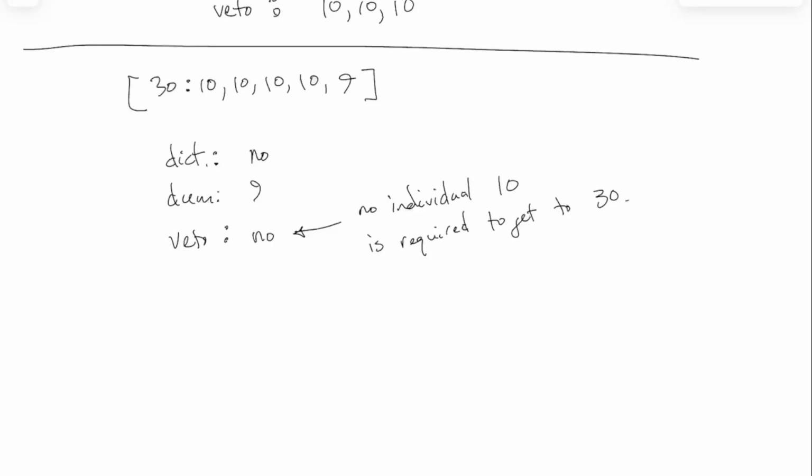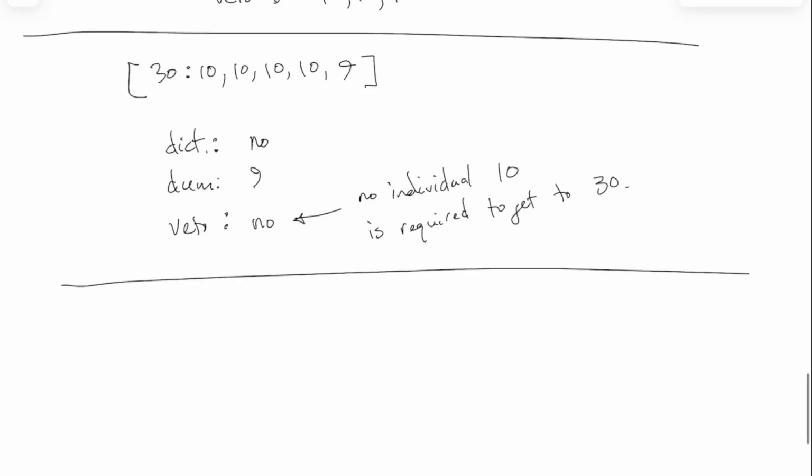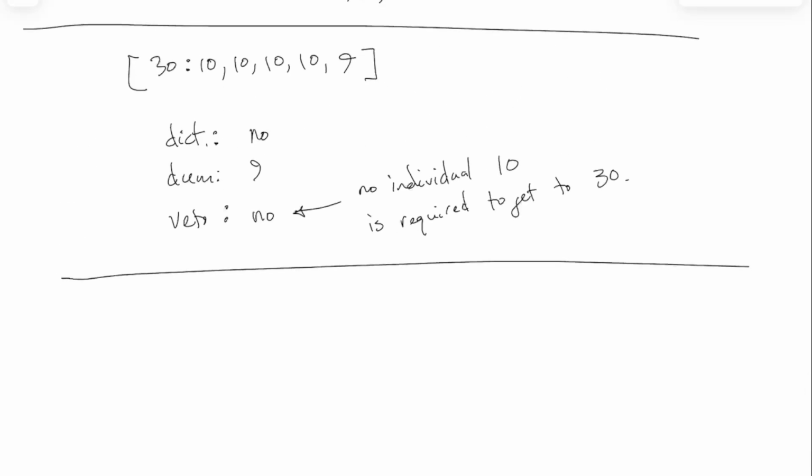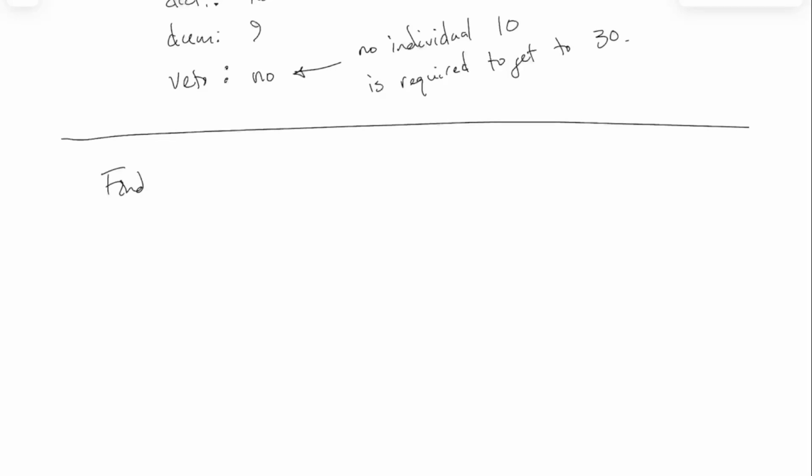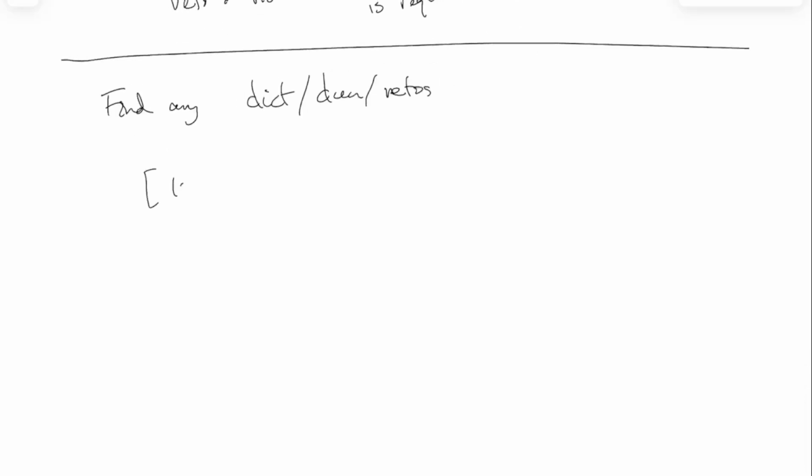Great. I have some for you all to try. So your job for each of these is, do what I just did. Say if there's a dictator, say if there's a dummy, and say if there's any with veto power. So find any dictators, dummies, vetoes. And I'm just going to give you several examples here. How about 12, 9, sorry. That's an easy one.